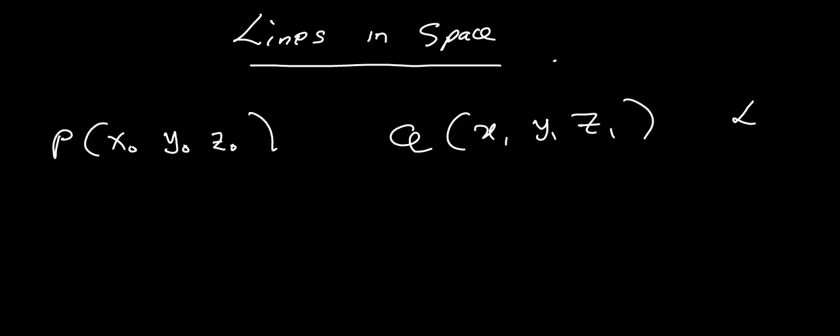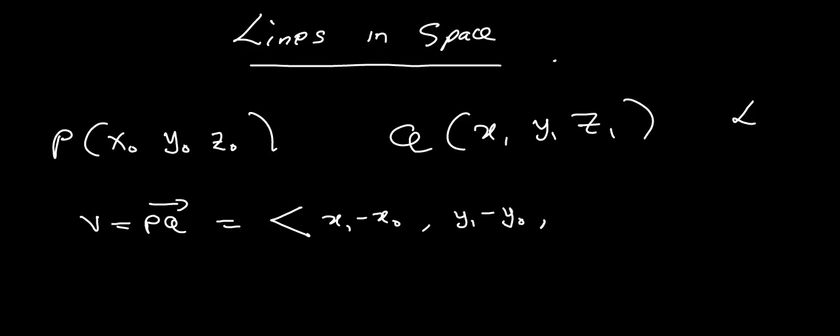Then we have a vector, let's say vector v, which is simply running from P to Q, connecting these two points. This is like OP, this is like OQ. So the vector is going to have the following components: x1 minus x naught, then the j part is y1 minus y naught, then the z part, which is z1 minus z naught.